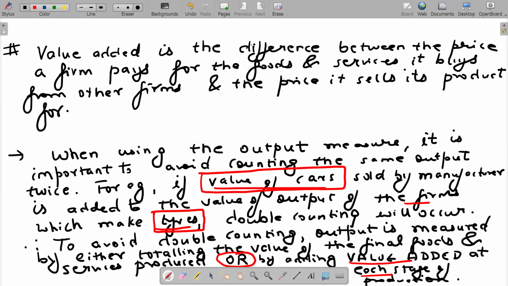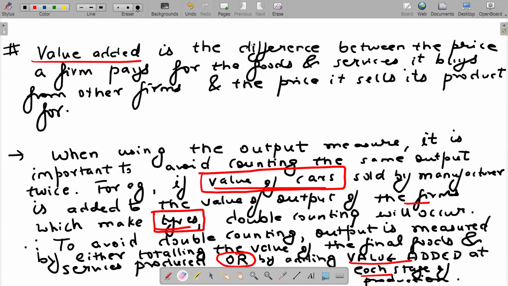So value added is what? The price at which I'm selling the final product minus the price at which I've bought it from the previous firm. I repeat, value added is simply the difference between the final price at which I'm selling the product minus the price at which I buy it from other firms. That is the value added. So what we are trying to say is, students, that to calculate the GDP using the output method, either you should take into account the value of the final good or just add up the value added at every stage.